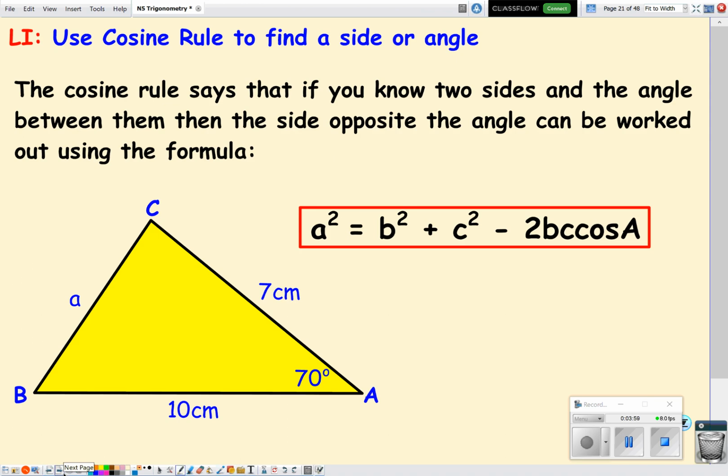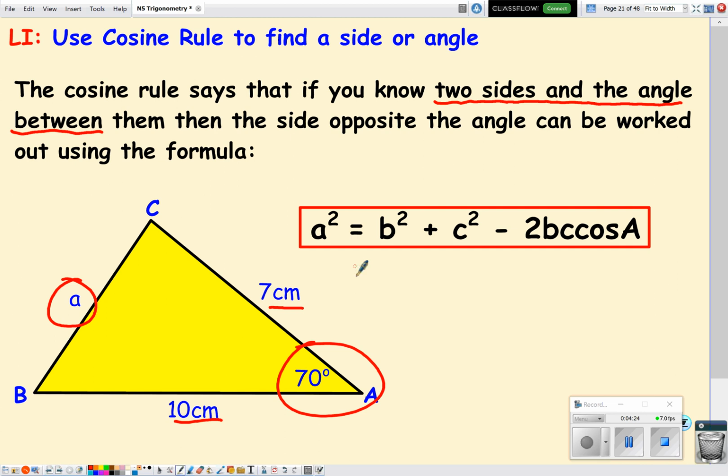Basically, the cosine rule says that, and this is really, really important, if you know two sides and the angle in between them, a bit like the same as with the area of a triangle, if you know two sides and you have the angle in between them, then the side opposite that angle can be worked out using the cosine rule. This is the same setup as the starter triangle. You can't use the sine rule to work out A, right? There's not enough information.